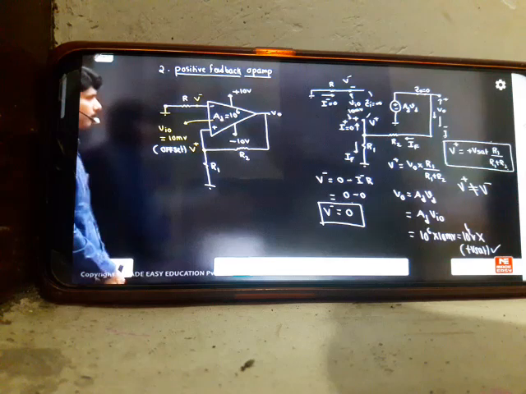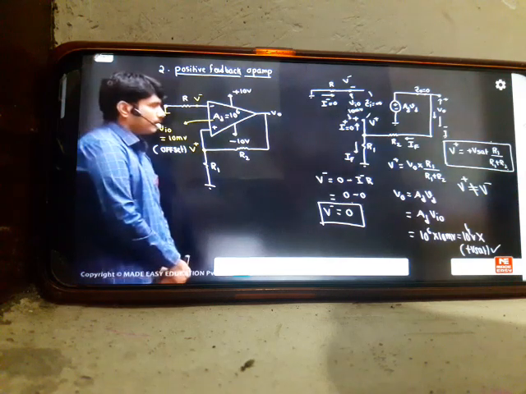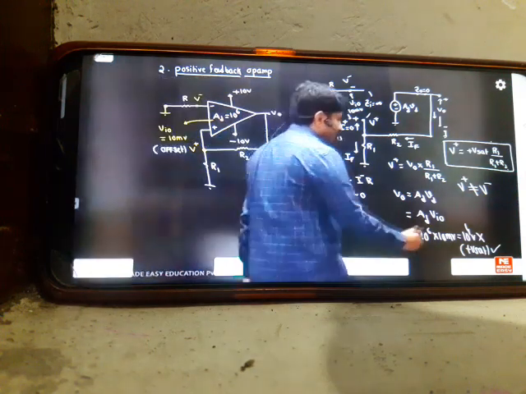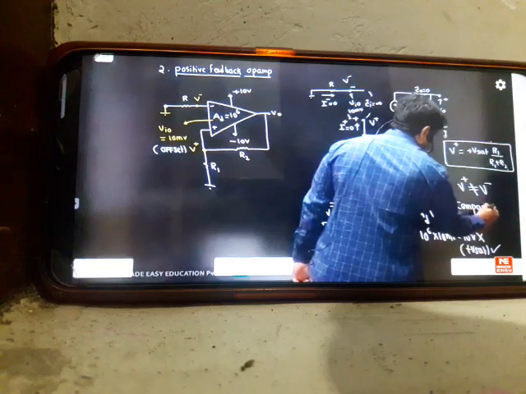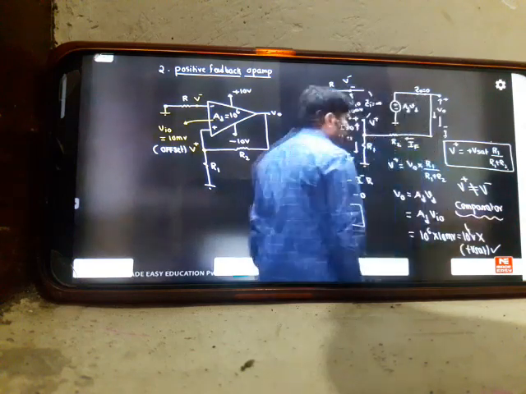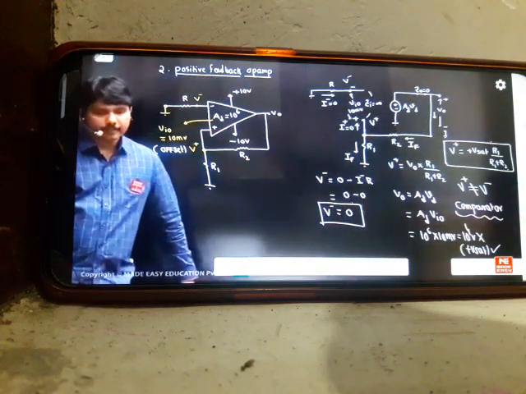But let us understand, if offset is there, this is the situation. So V plus is not equal to V minus. That means it is working in a comparator role. It is behaving as a comparator. So an op amp in positive feedback will behave as a comparator. That is the proof completed.